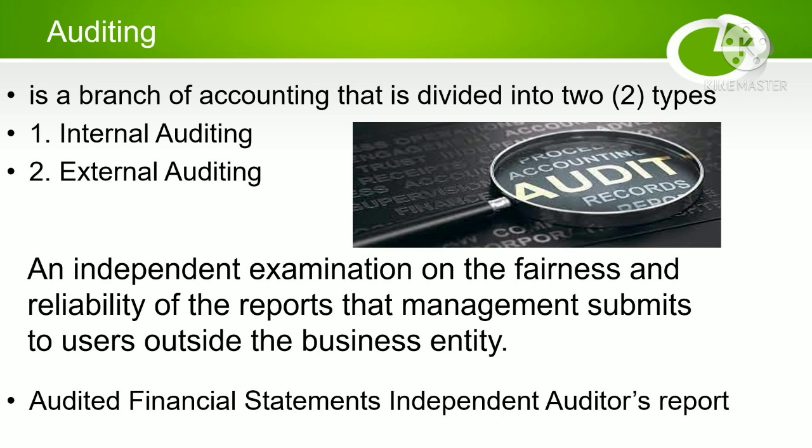So I'm going to explain to you about auditing. It's actually divided into two types, the internal and the external auditing. So the internal auditing, as I discussed earlier, they are the employees of the company. So their designated job is internal auditor or auditors. Their job is to make sure that the operation of the business is with adherence to the managerial policies and measures needed for the efficiency of operations.